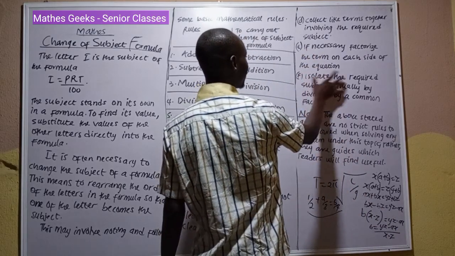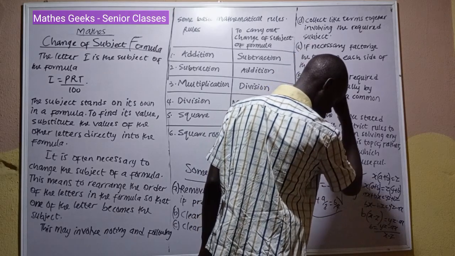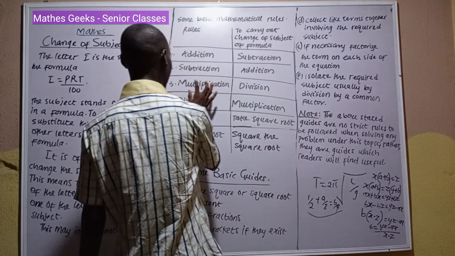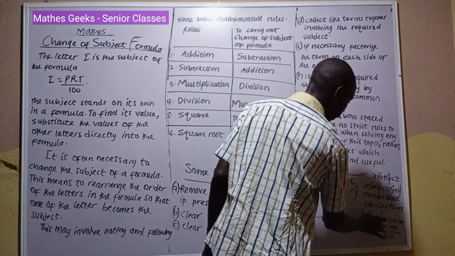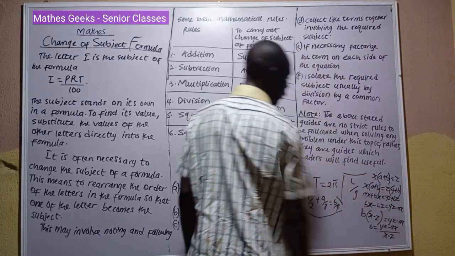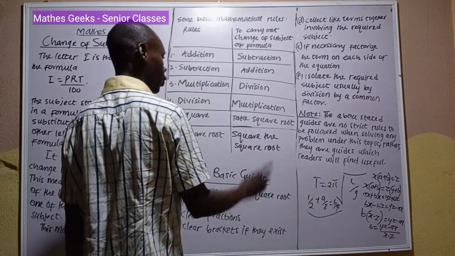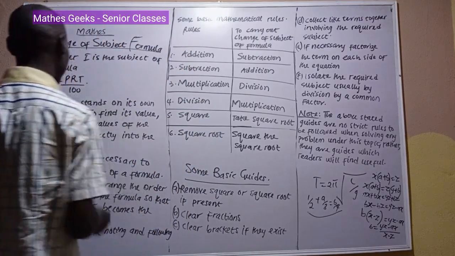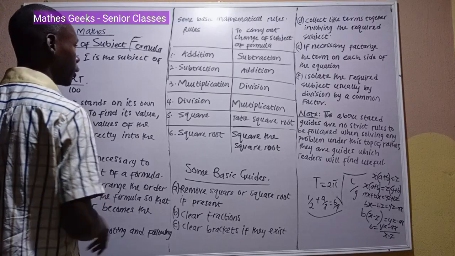Then the next it says isolate the required subject, usually by division by common factor. So in this case, for me to be able to isolate b, because this is multiplication, we need to be able to isolate b. The rule says the opposite of multiplication is division. Carry it out. So I'm going to divide both sides by x minus z. Once I've done that, b would stand on its own. So once it's in this form, b is now the subject of the formula. So we're going to carry out examples that will really show how this change of subject of formula is being done.